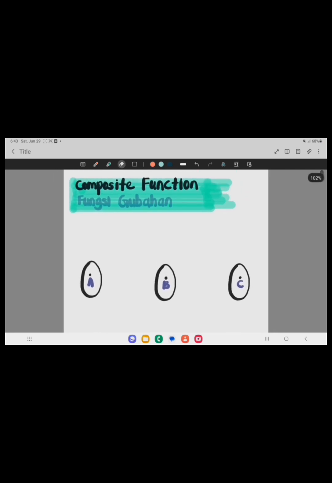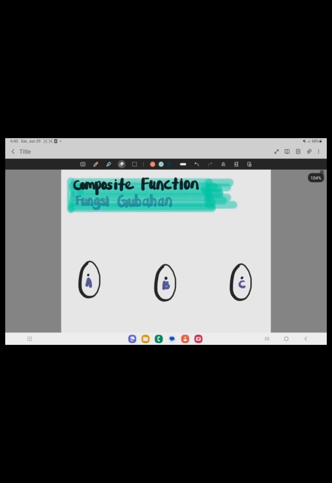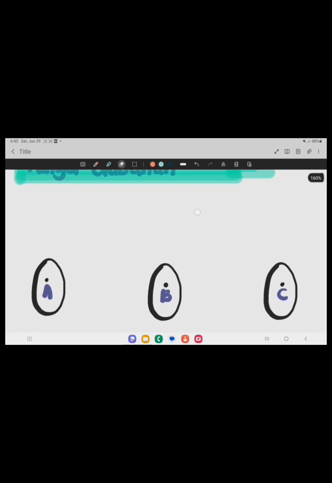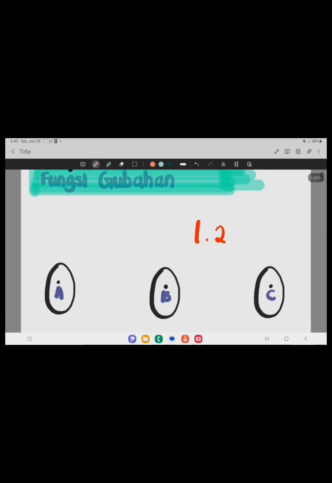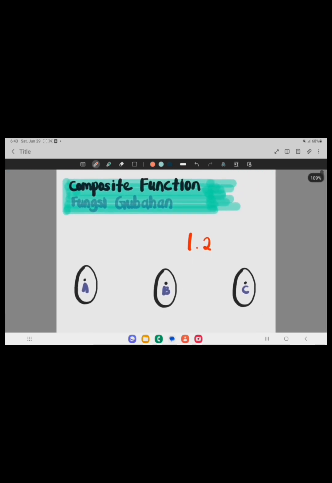Today I will be teaching about fungsi gubahan, which means composite function in English. So if you guys want to know, this is about the 1.2 subtopic in Form 4 additional mathematics.